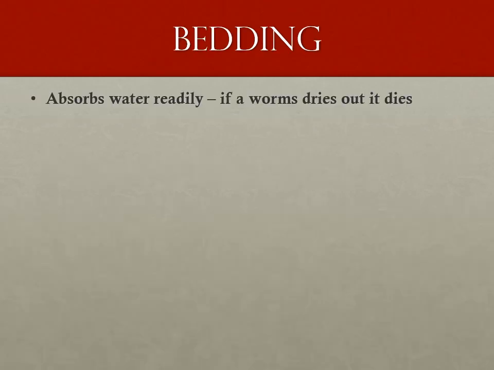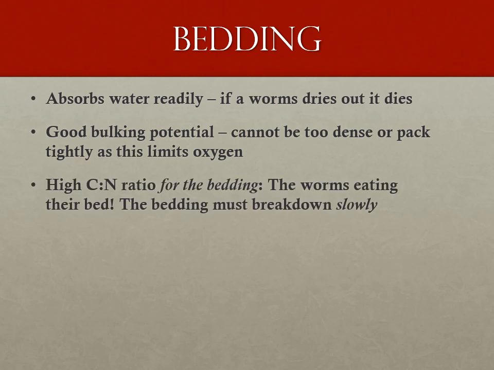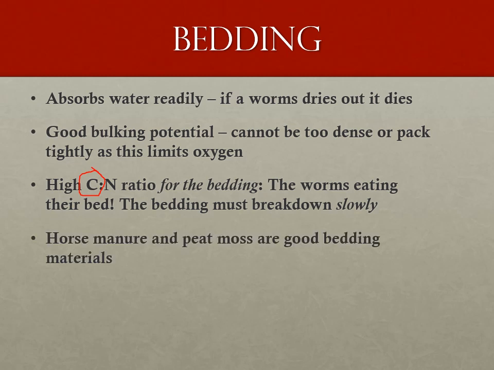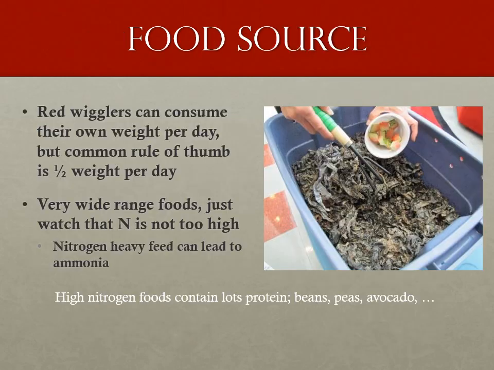As far as vermicompost goes, we have to use bedding that is going to absorb water. It will have good bulk, which means it will hold water but has air pockets so that oxygen can get in. And it has to have a high carbon to nitrogen ratio. The worms are getting their carbon from the bedding and their nitrogen from the fresh foods. So we want lots of carbon in our bedding material. Horse manure and peat moss are good bedding materials. Coir and shredded newspaper are also very good. Even cardboard. There are some pictures of the different bedding types.